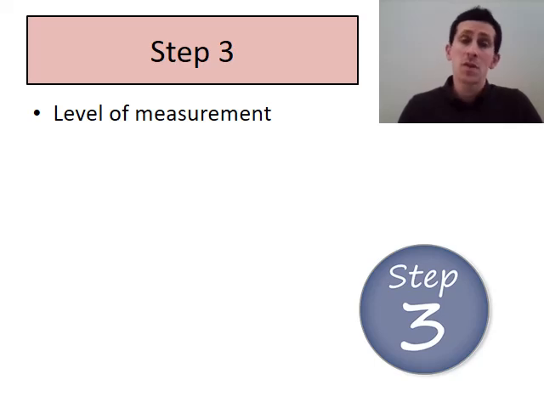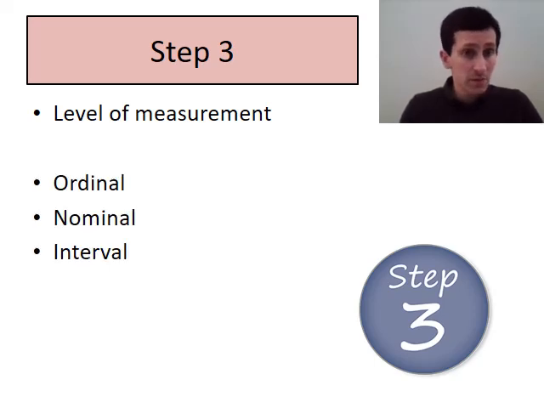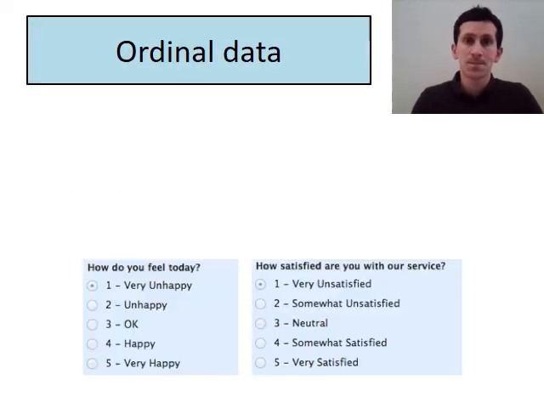Step 3, you've got to know about levels of measurement. Well, if you ever see the words level of measurement, it just means what type of data does the study produce? Is it ordinal, nominal, or interval? And we'll go through what these 3 are, just to give you a reminder.